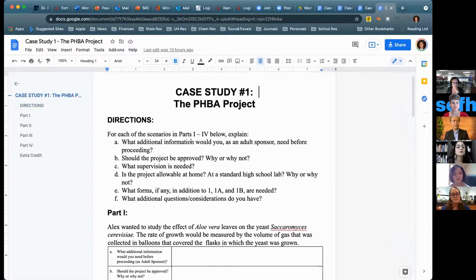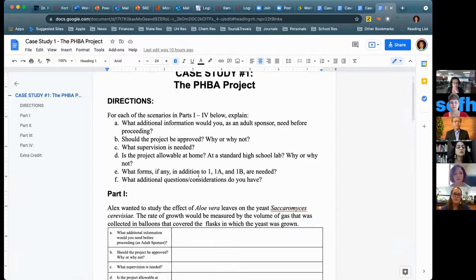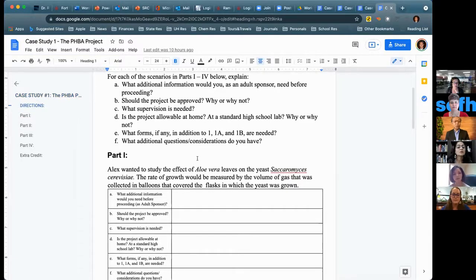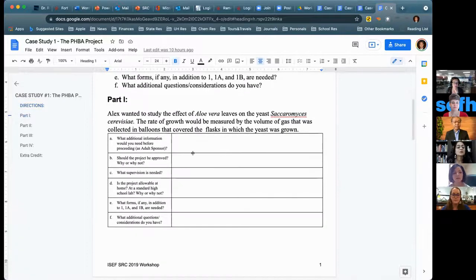What we want you to answer, and this is going to be the same for all the projects, is: what additional information would you as an adult sponsor need before proceeding? Should the project be approved? Why or why not? What supervision is needed? Is the project allowed to be done at home, or does it need to be in a standard high school lab? What other forms are needed in addition to the required ones, which are 1A and 1B? What additional questions or considerations might you have? So we provided tables here at the bottom for every portion.